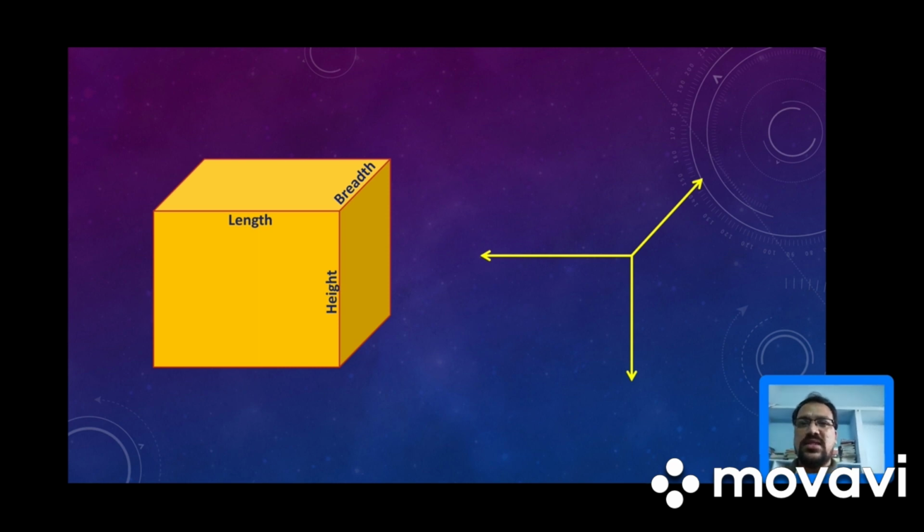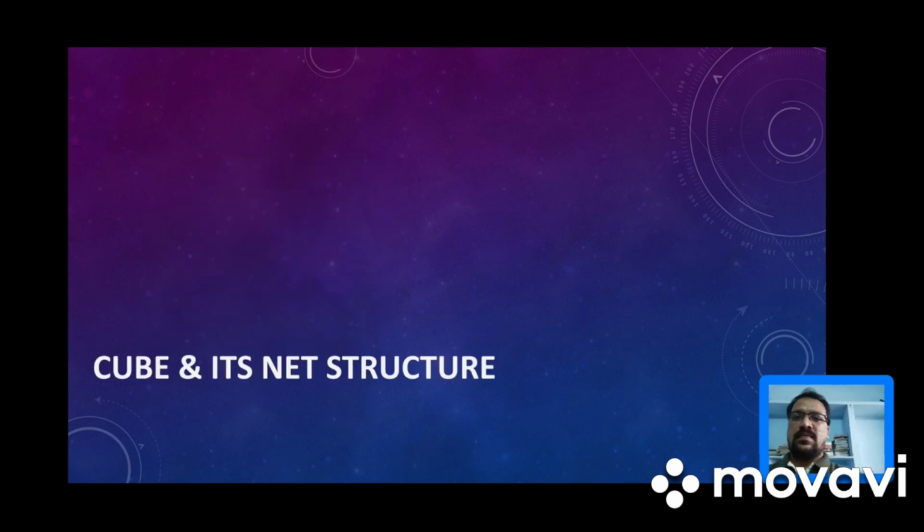Don't think that these are rays. I have just shown with the arrow marks that they emerge from one corner. They have started from the one corner. So at every corner you will have these 3 directions. That means you will have 3 dimensions: length, breadth and height.